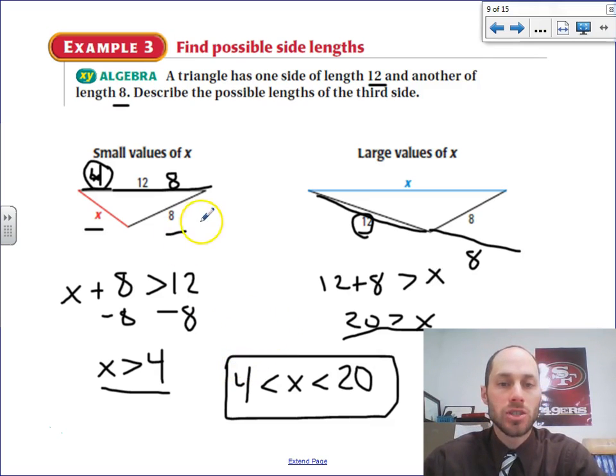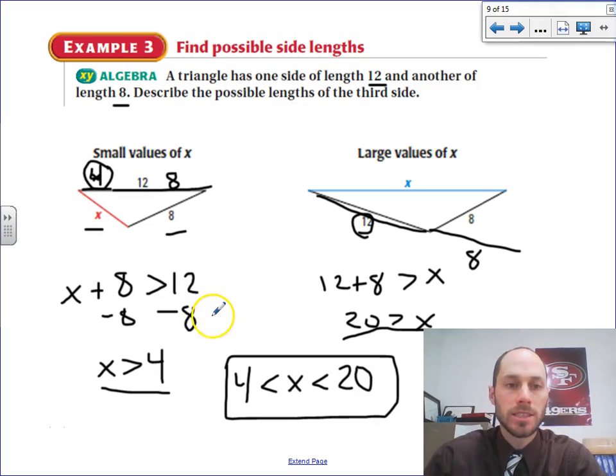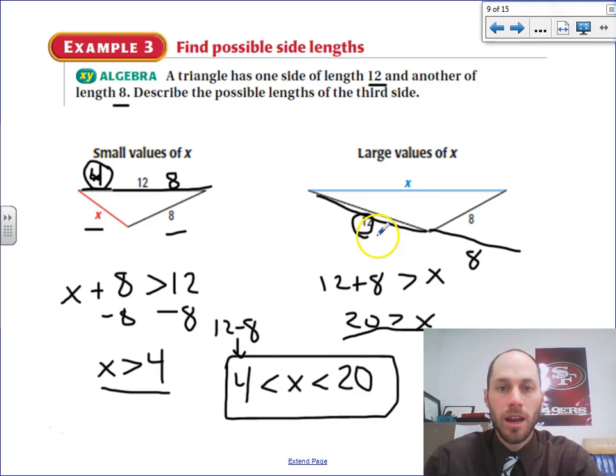And maybe you can see a connection there, that if I take the two sides and subtract those two sides, that gives me the lower end of my range. And if I add the two sides, 12 plus 8, that gives me the high end of my range. So 12 minus 8 is 4, 12 plus 8 is 20. That gives me the range of values that I could possibly have, between 4 and 20.